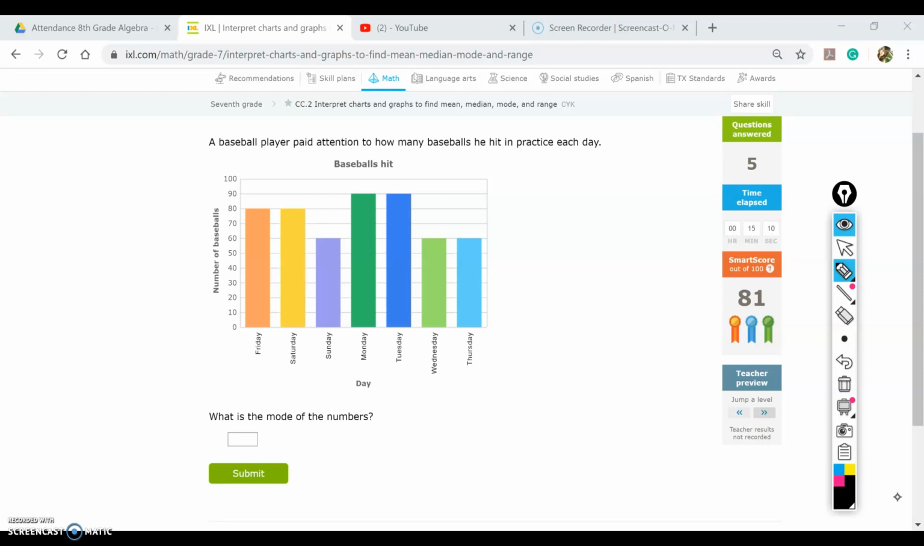So I would have here, this one is 80. This one is 80. And I know it's 80 because look, it gets up to 80. This one here is 60. This one here is 90. 90. Look how these ones are also 60. So based on this, the number that is repeating the most would be the 60.